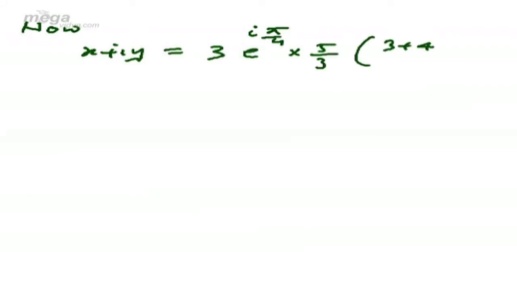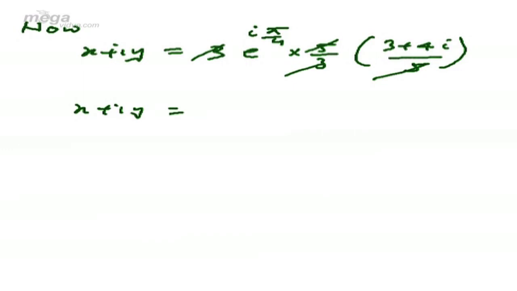Now x plus iy can be written as 3 e to the power i pi by 4 into 5 by 3 into (3 plus 4i) by 5. 5 cancels with 5, 3 cancels with 3. So x plus iy will be (3 plus 4i) into e to the power i pi by 4. So the correct answer is D.